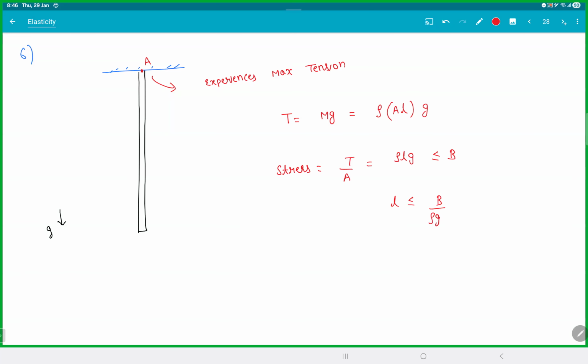That's all there was. Easy? So the entire weight of that rope will generate tension at the top, and that will try to break it. Just have a look at this.